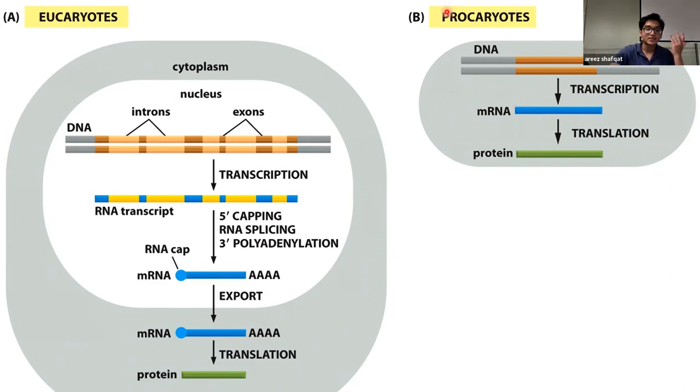We have a question: what's capping? We'll discuss that in the next lecture. So this is just a big picture. I'm trying to set up RNA processing. This yellow and blue RNA transcript is called pre-mRNA. This can't just go out into the cytoplasm. It has to undergo certain processes in eukaryotes. In prokaryotes, the mRNA which you transcribe is immediately ready for translation. So that's what I want you to get from this slide.